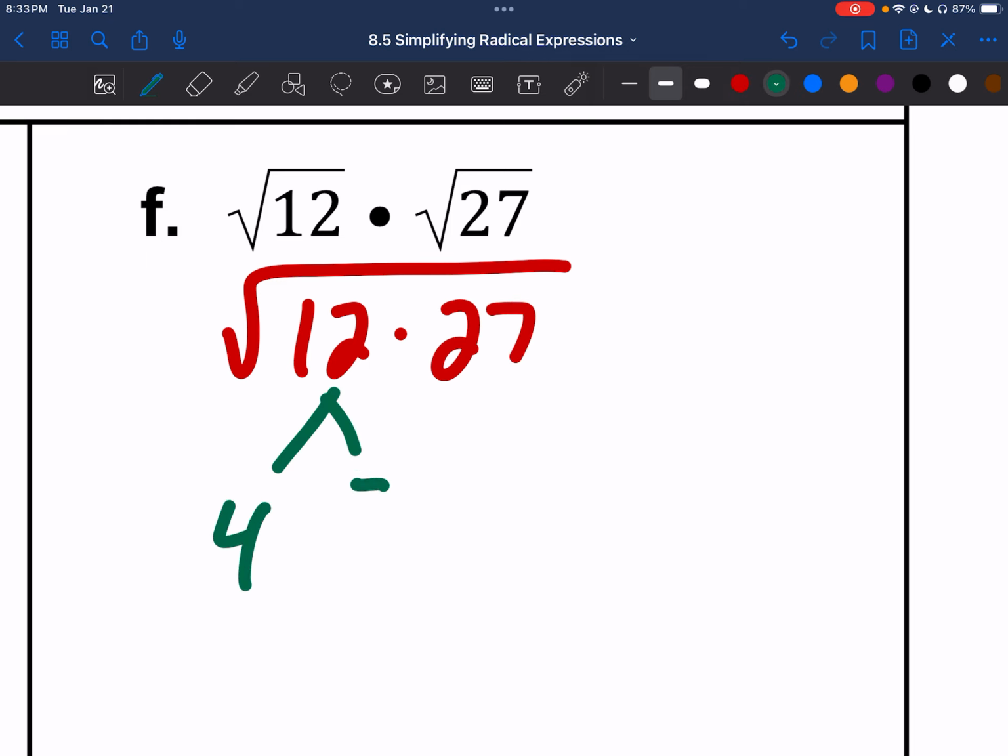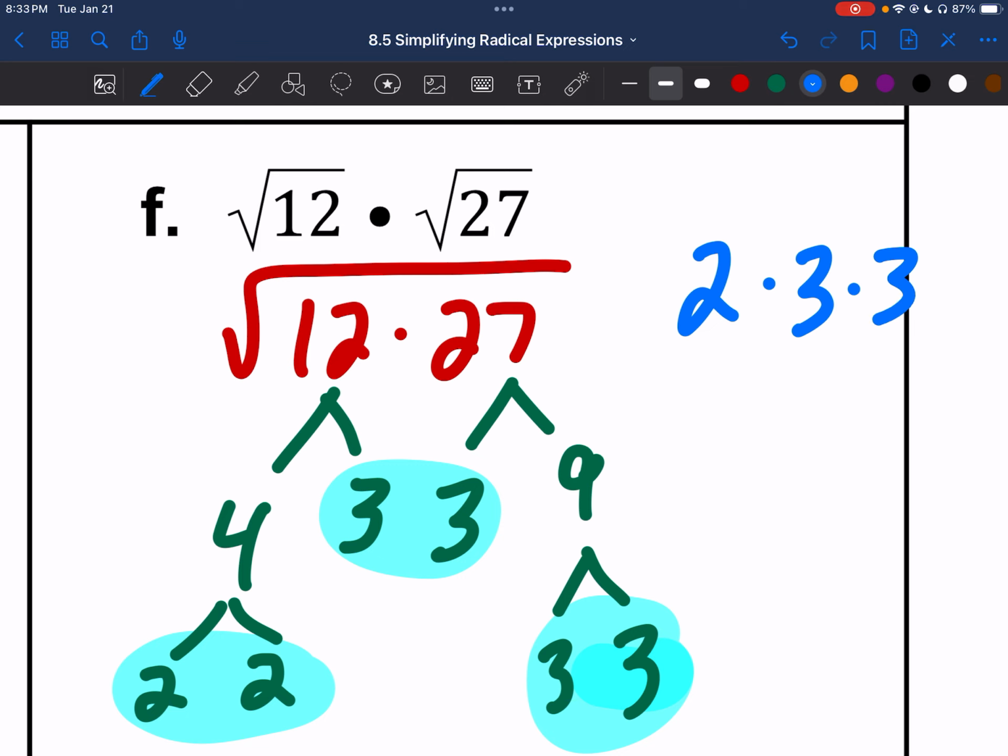So again, let's look for what are my pairs? I've got a pair of 2s. I've got a pair of 3s, and I've got a pair of 3s. So I'm going to bring each one of those out. So we have a 2, a 3, and a 3. And when you multiply those together, 2 times 3 is 6, times 3 is 18.